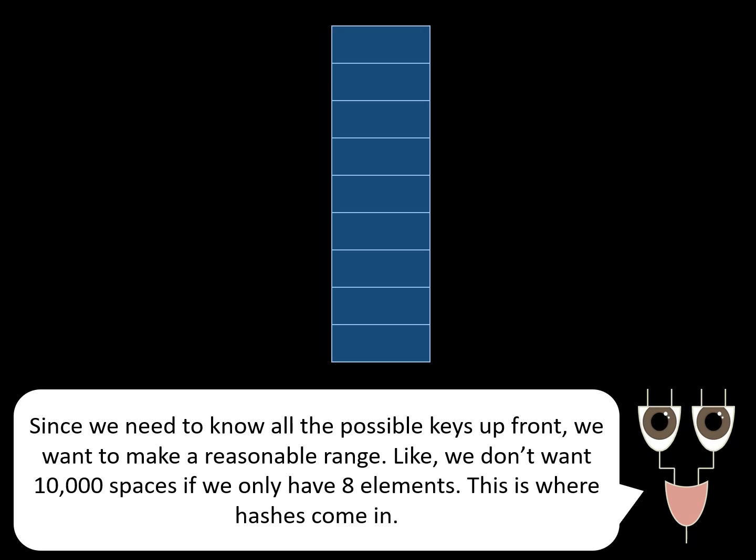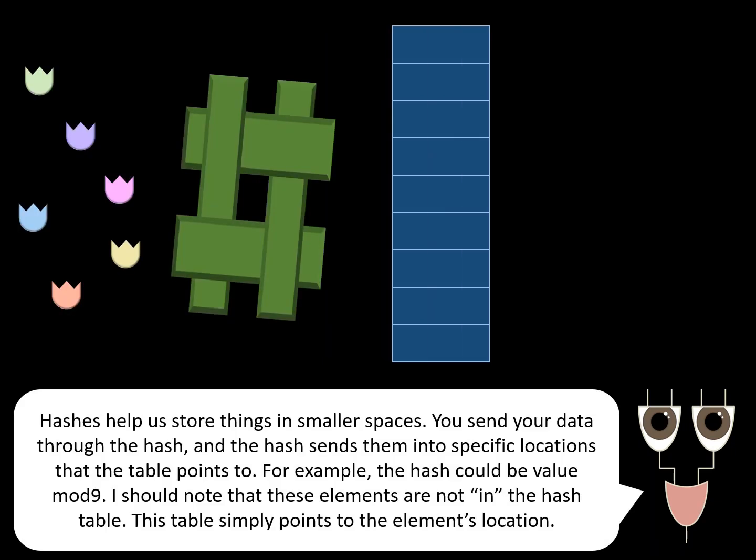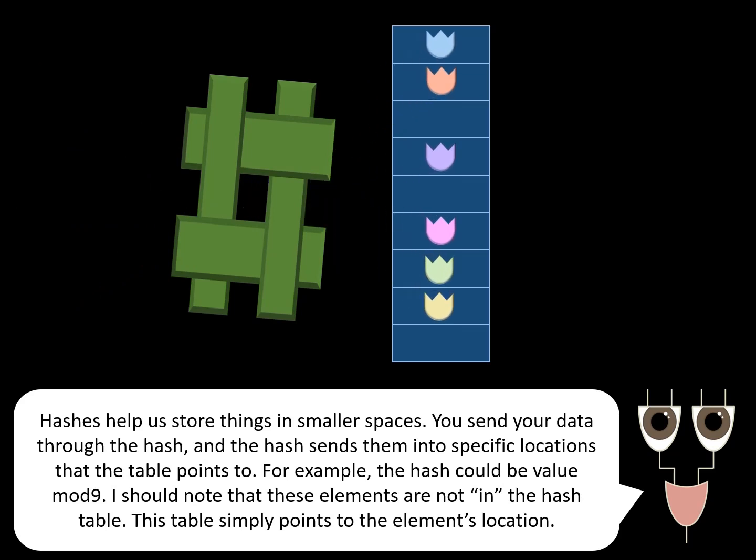This is where hashes come in. Hashes help us store things in smaller spaces. You send your data through the hash, and the hash sends them into specific locations that the table points to. For example, the hash could be value mod 9. I should note that these elements are not in the hash table. This table simply points to the element's location.